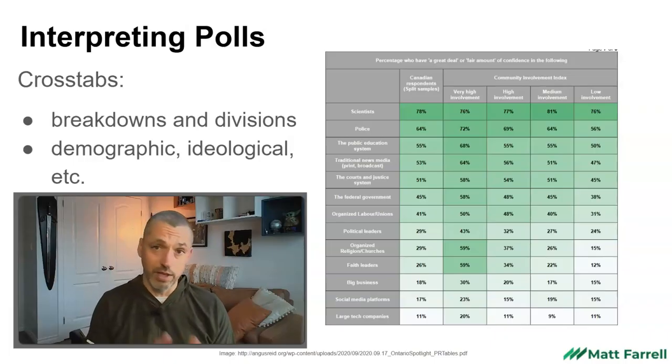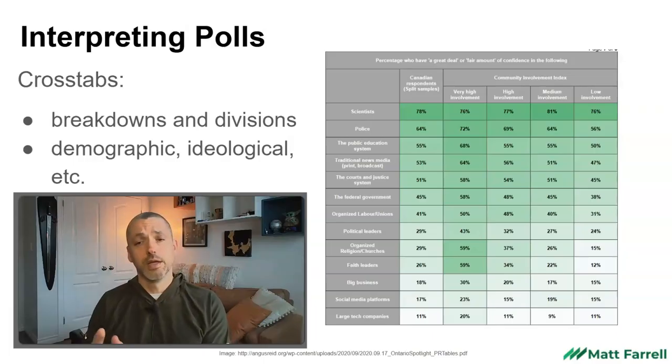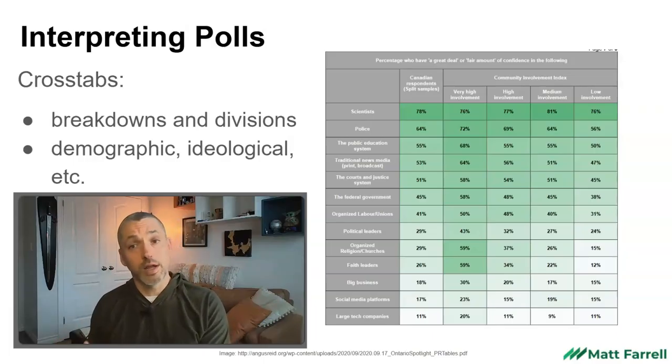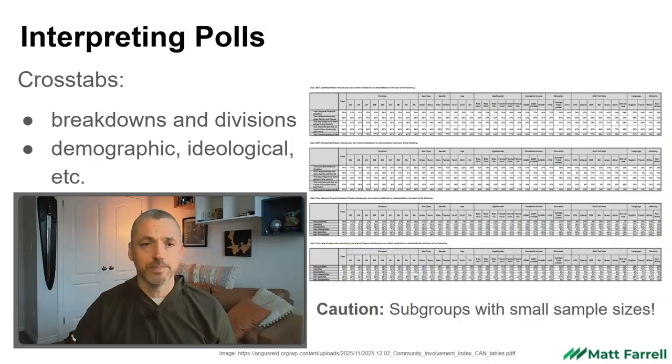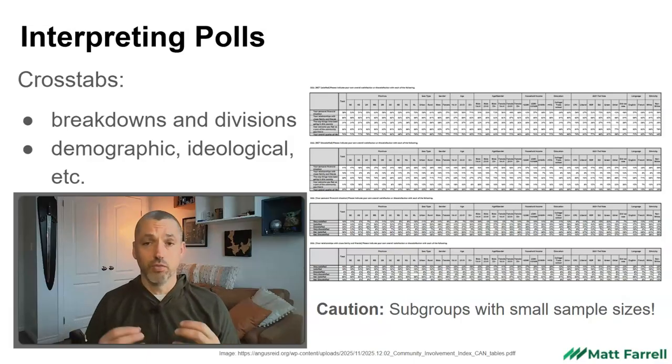So are people that are really involved in the community, do they have different opinions compared to those who are not as involved. And so these different demographic subgroups, sometimes they're ideological, can help us understand how these opinions are spread throughout the population. You can get very detailed. Angus Reid provides a really good, almost overwhelming set of crosstabs for theirs.